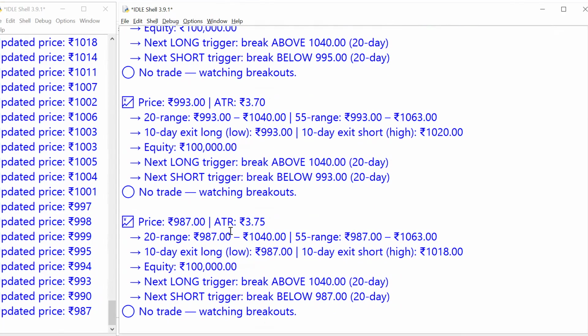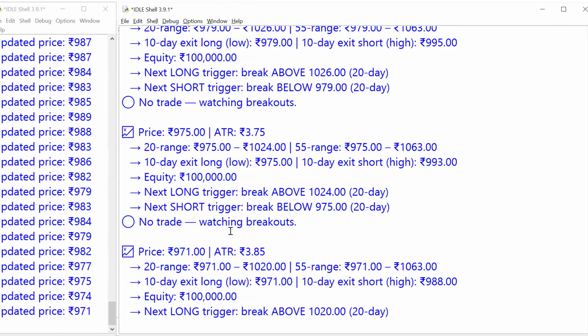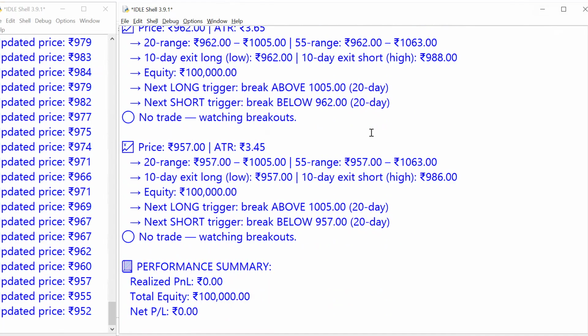We need to wait until the price breaks down. It's not breaking down the value because the 20 range is also shifting. It's a very fast range shift. So that's why you need to keep the delay of the cycle more, then only it is possible to get the breakdown. Otherwise, the breakdown could not be possible. So what I'm trying to show over here, the trade is not going to happen for sure.